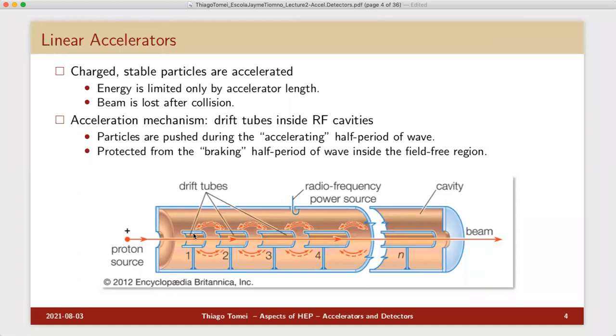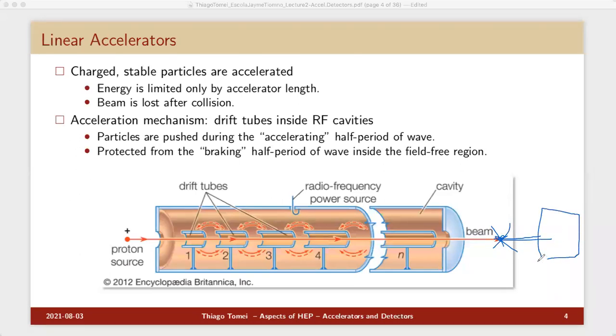There is one more thing. After you do the collision, imagine that there is another beam coming here and colliding in here. Then after the collision, boom, the beam is lost, right? It's not like this beam can do something on the other side, because the cavities on the other side are pushing in the other direction, so it doesn't work. But of course, it's obvious what we're going to do. We're going to do circular accelerators, so more on that soon.